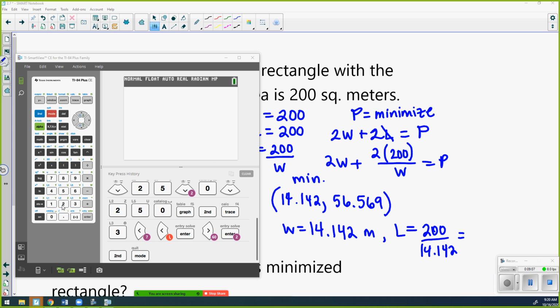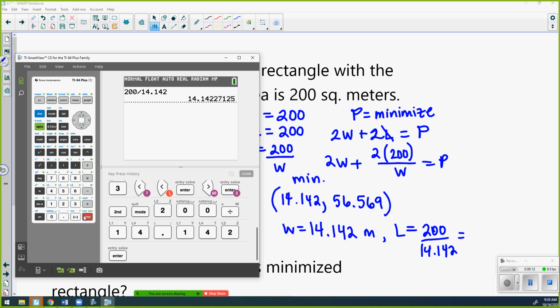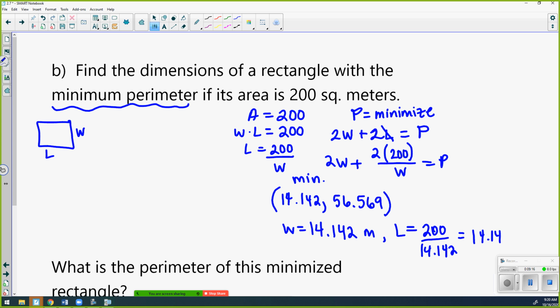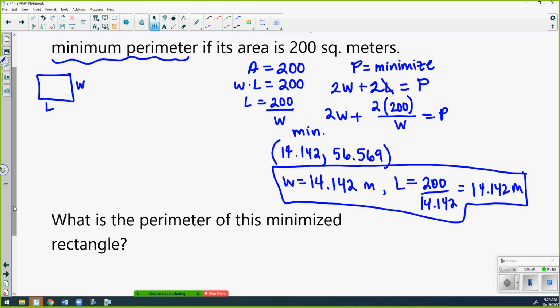And that'll give us our other dimension. And that would be, oh, okay, 14.142 again. So I guess this is a special rectangle that's technically a square. Interesting. Good stuff. All right, so then the final question is, what's the perimeter of this minimized rectangle?